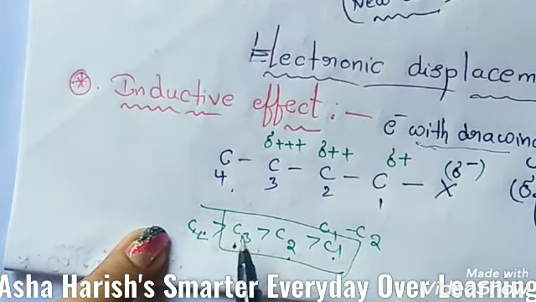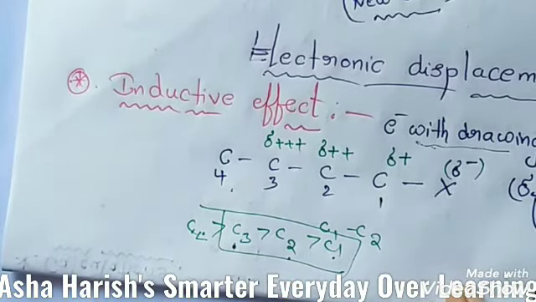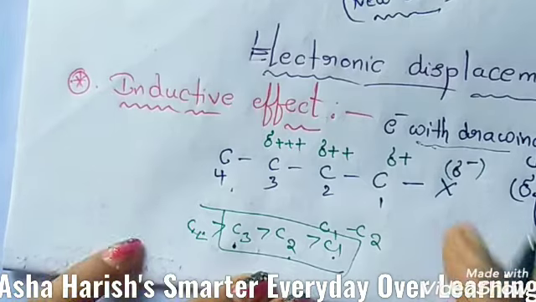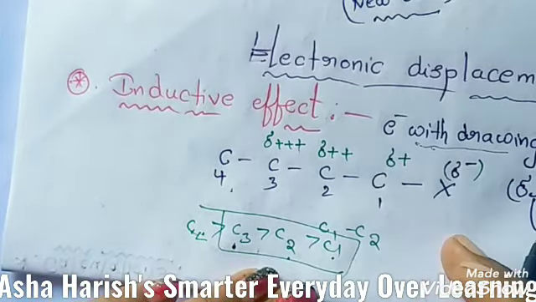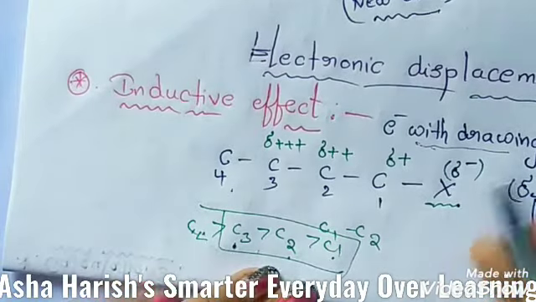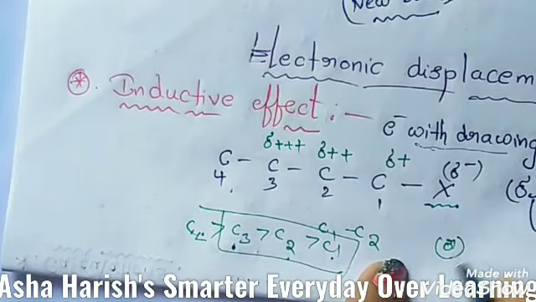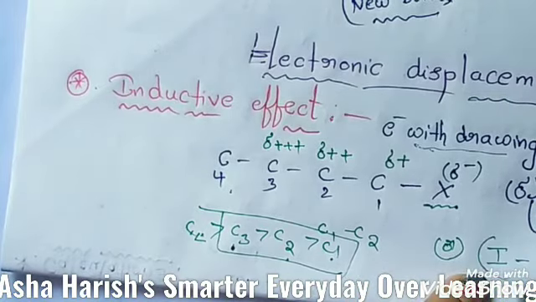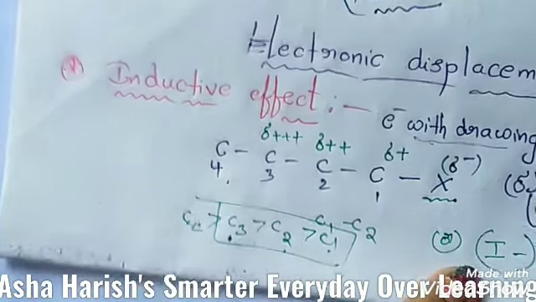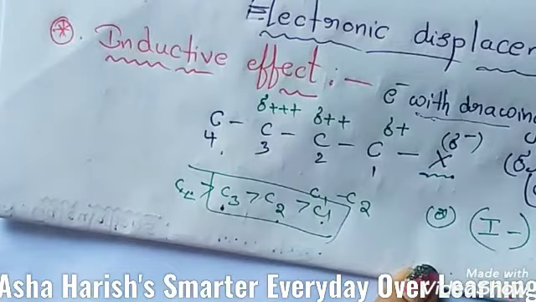Okay students, this type of displacement of sigma electrons along a saturated carbon chain, whenever an electron withdrawing or electron donating group is present at the end of the chain, is called the inductive effect, or I effect. Now let's see the variations of this: the I plus effect and the I minus effect.